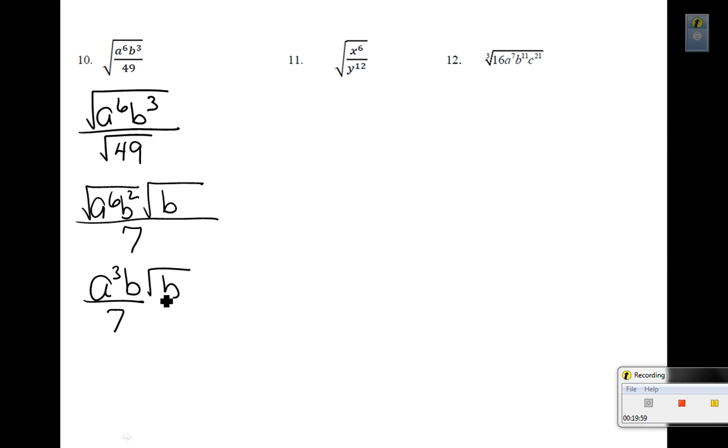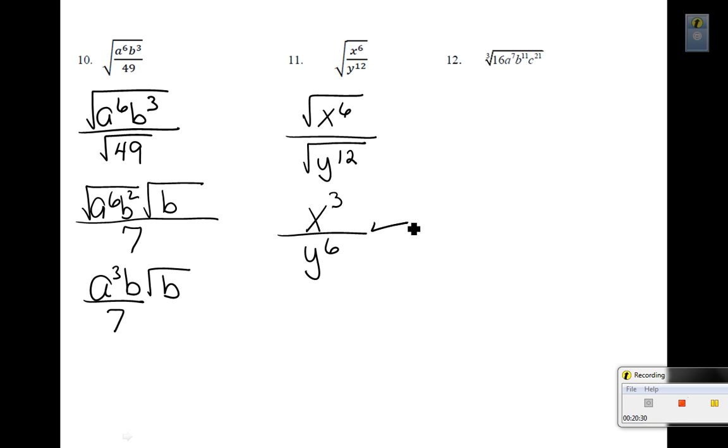Then I'm going to look at number 11, then I'm going to jump over to that back page a little bit. On number 11, guys, you're going to think of this as x to the 6th over the square root of y to the 12th. And we're going to go get each answer. Since 2 goes into 6 nicely, the top is just x to the 3rd. The bottom is y to the 6th. And then we're done.